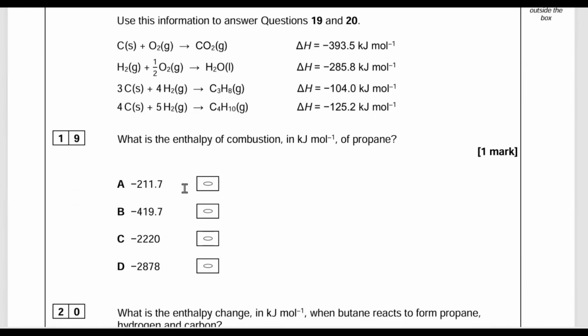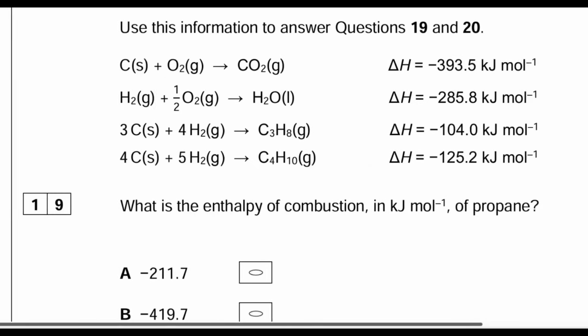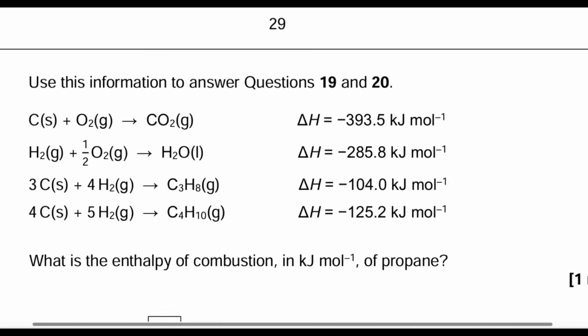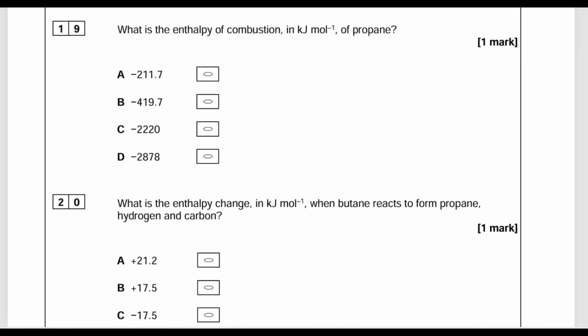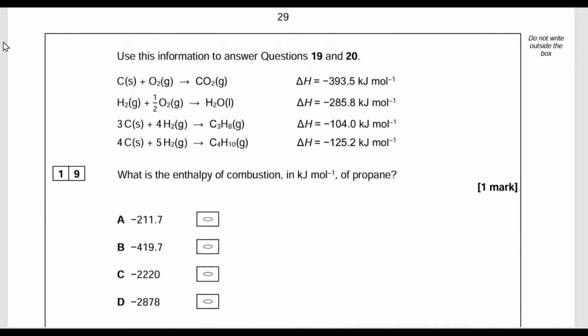Right, let's use this information to answer questions 19 and 20. So we've got a whole heap of information here. What we're going to do is solve what is the enthalpy of combustion in kilojoules per mole of propane. So what I need to do is flick up to the table, study the data, and then write some sort of Hess's law enthalpy cycle. Let's get to it.